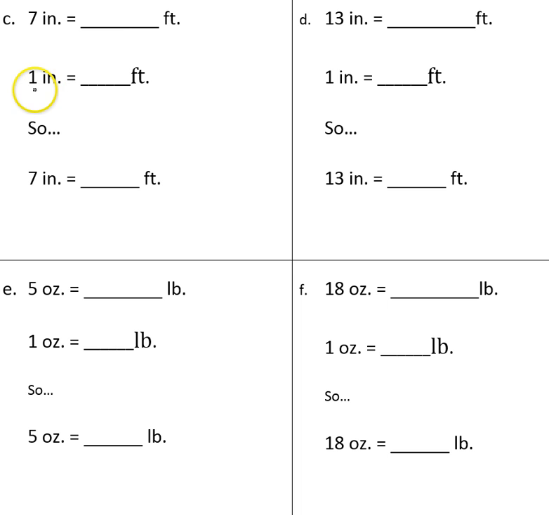Well, we're going to take into consideration 1 unit compared to a foot first. If I have 1 inch, I know that that is 1/12 of a foot because it takes 12 inches to make 1 foot. So 1 inch is 1/12 of a foot. That means if I have 7 inches, I must have 7/12 of a foot. I have 7 inches out of the 12 that make 1 foot. So 7 inches is equal to 7/12 of a foot.